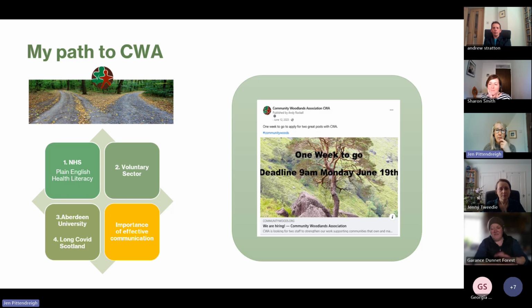But that was my first sight, really, of CWA. I had never heard of them, and I'd never heard of community woodlands. But I love woodlands and I love being out in them. So there you go. That was my route to CWA.